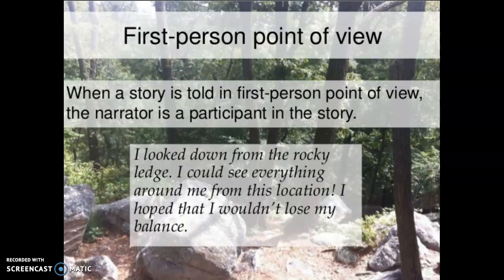I looked down from the rocky ledge. I could see everything around me from this location. I hoped that I wouldn't lose my balance.